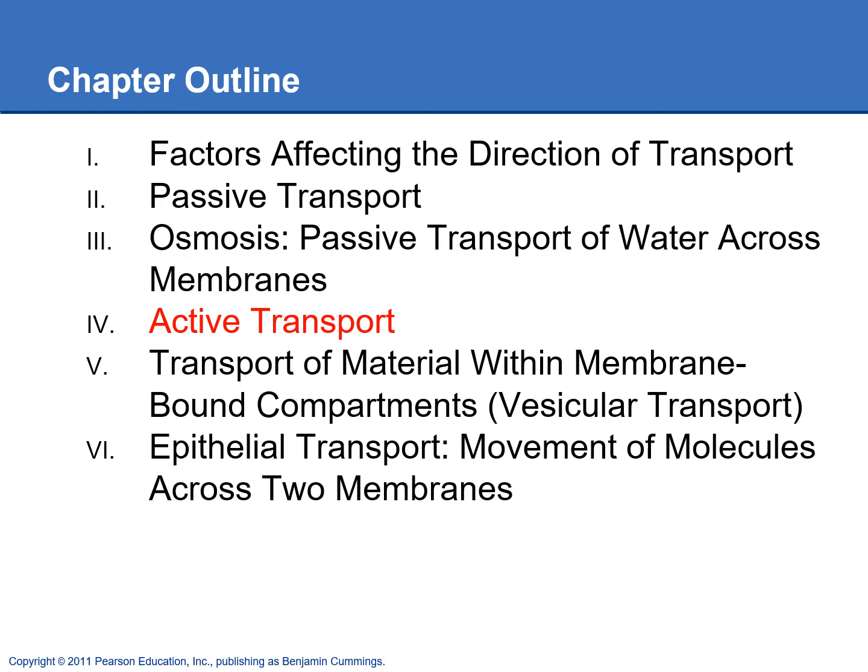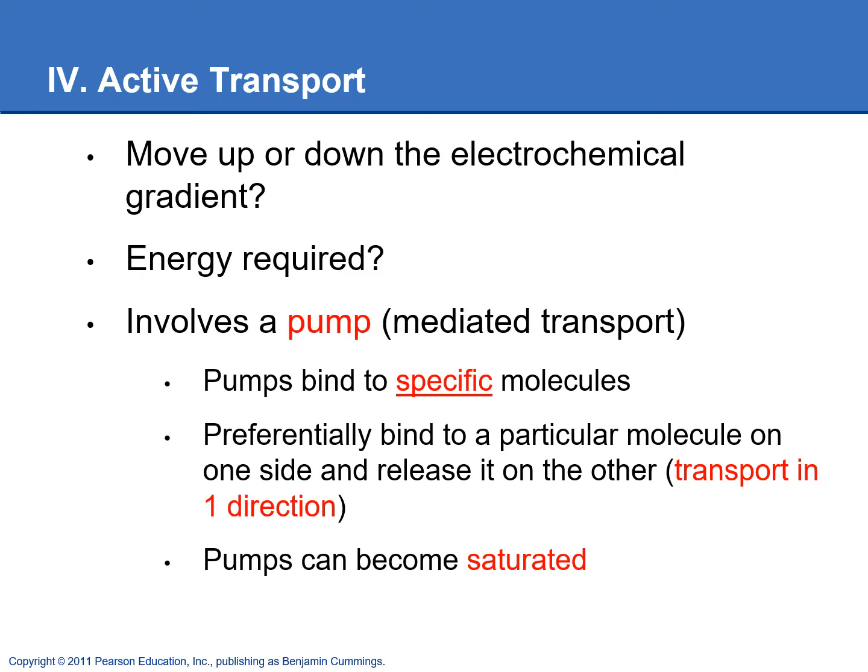We're going to look at primary and secondary active transport in this lecture. Remember, in active transport, molecules are going to be moving up the gradient, so going from low to high concentration. And so in order to go up the gradient, we do need to put energy in to do that.